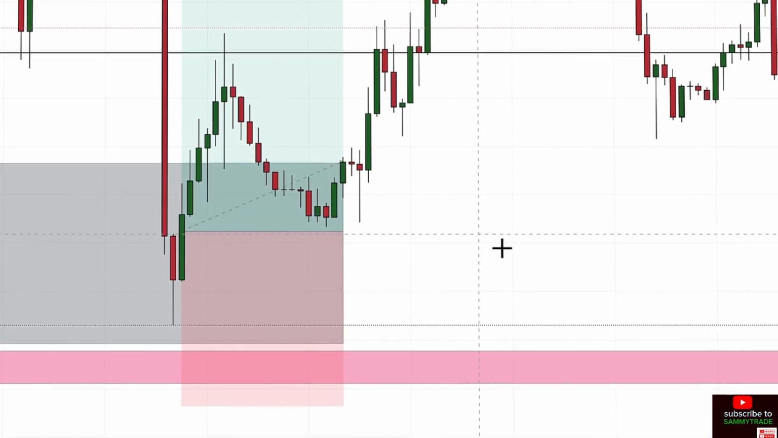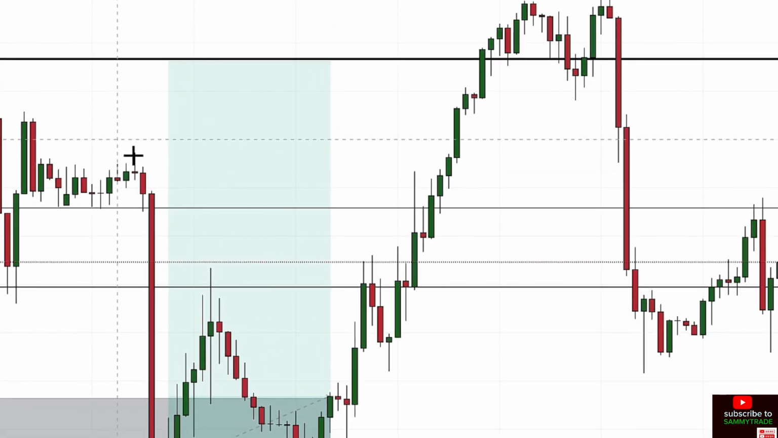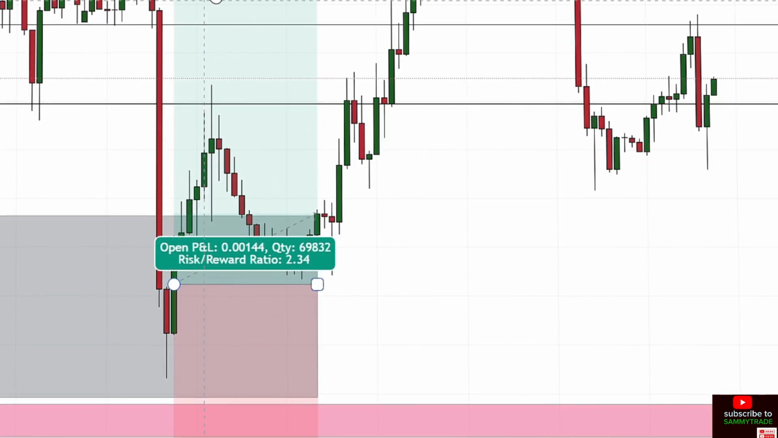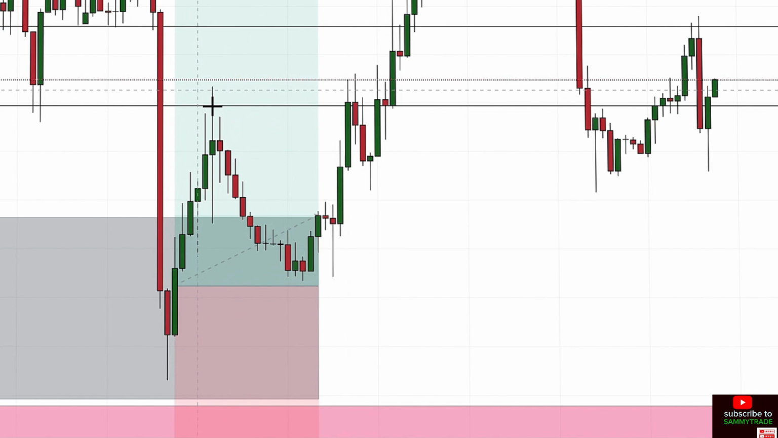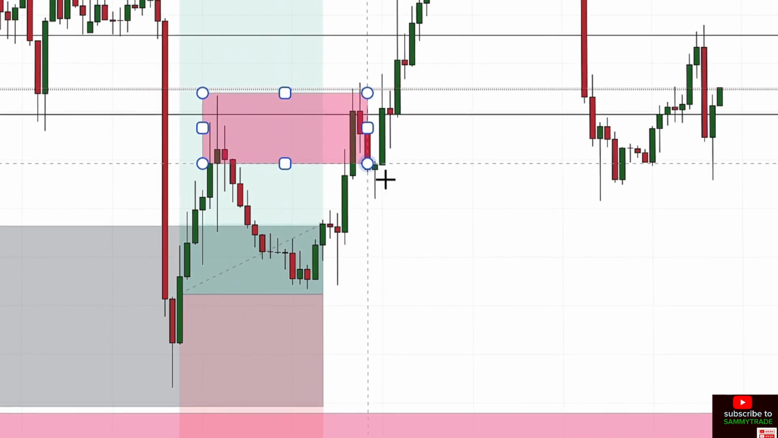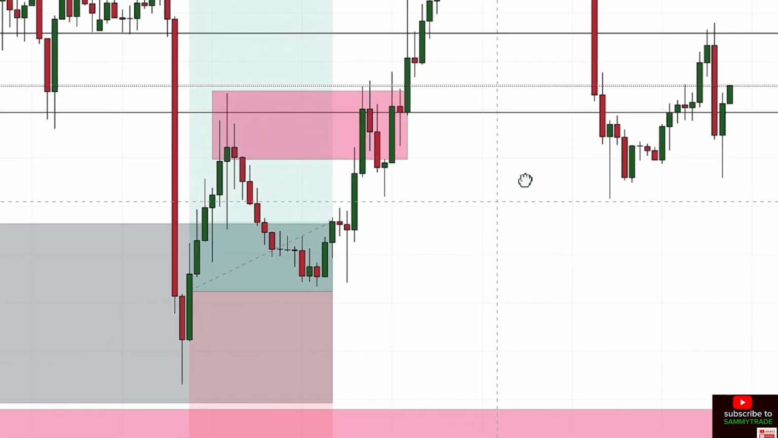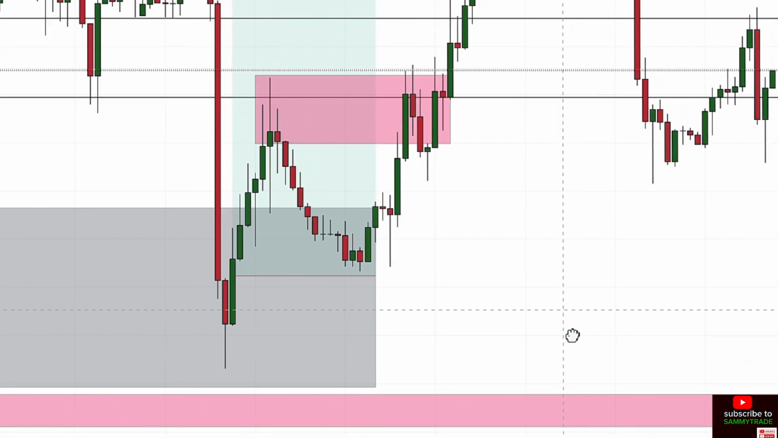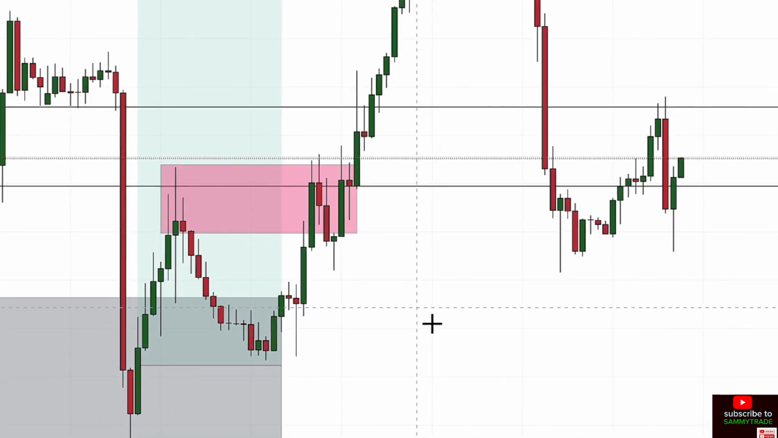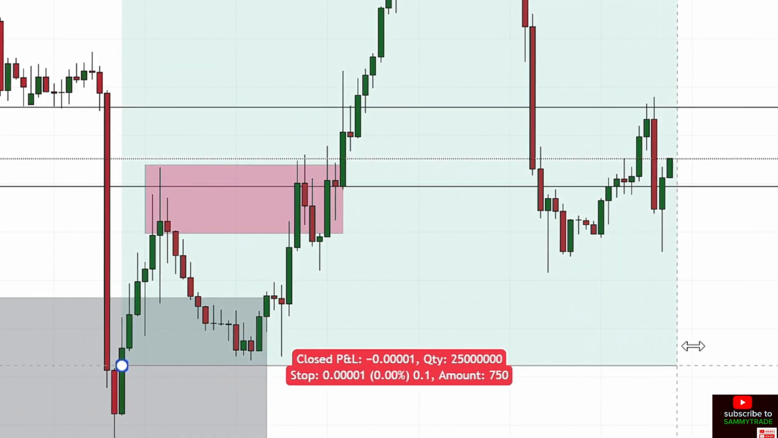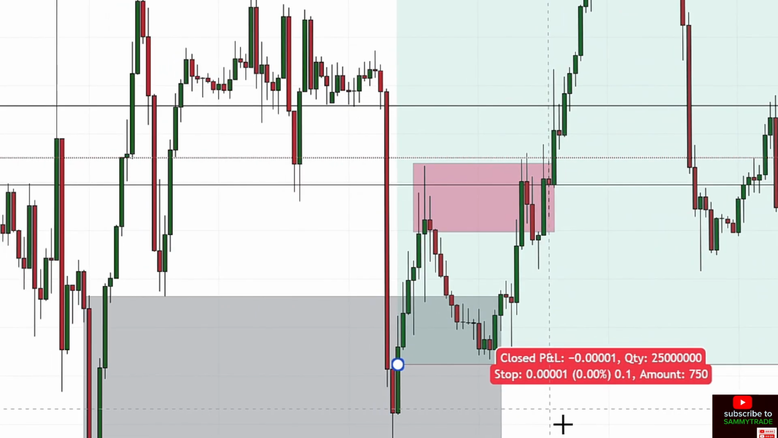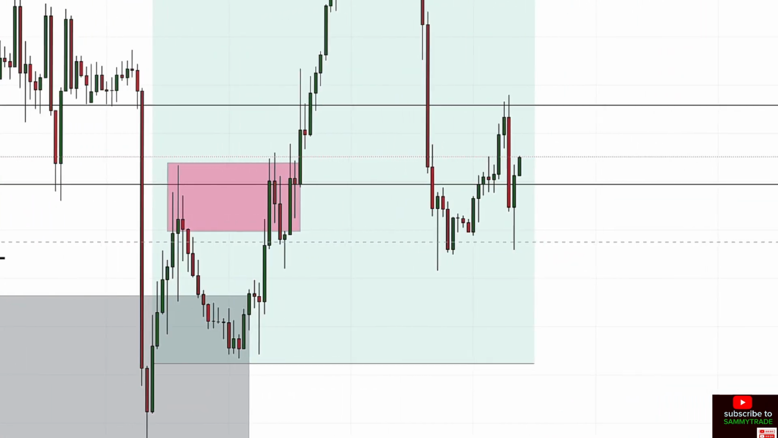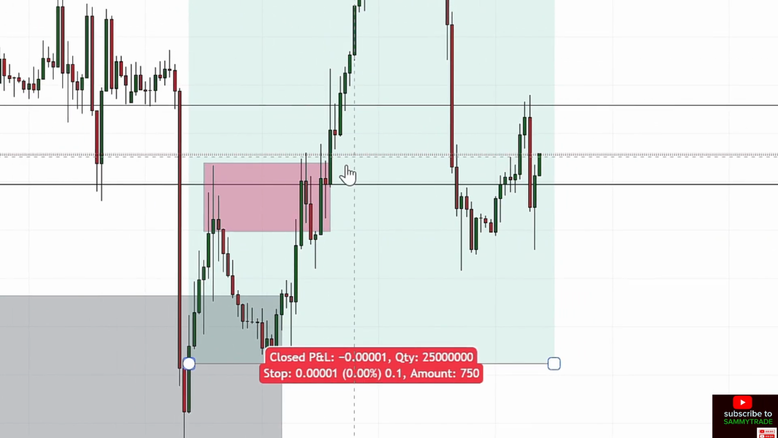All right, so immediately I saw this break of structure to the upside, which is right here, I moved my stop loss to break even, and as you can see, it was a beautiful trade. And this was all I did in this week and last week, and it all played out well.